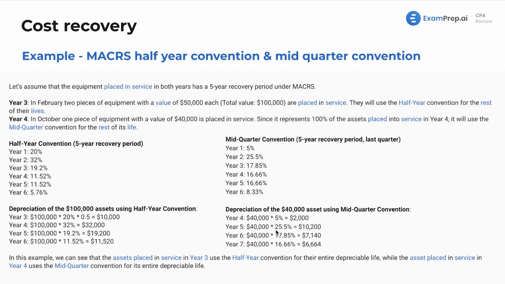See those amounts there. In this example, we can see that the assets placed in service in year 3 use the half-year convention for their entire depreciable life, while the asset placed in service in year 4 uses the mid-quarter convention for its entire depreciable life.